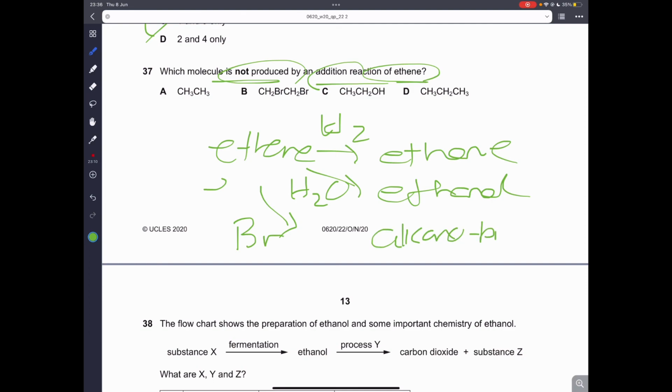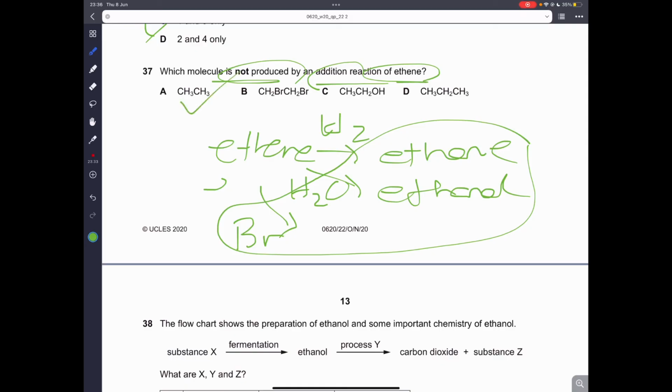bromine compound. Basically the bromine atoms become part of the structure. So it can go in 3 different ways. So it can produce ethane. This is A, which is correct.